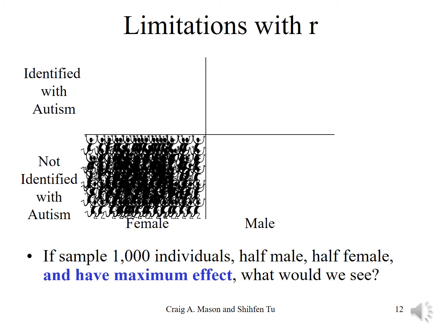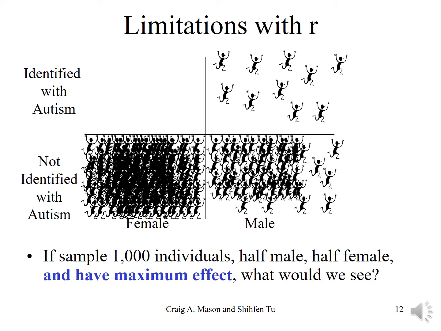Okay, what about the males? Well, if I have 1 in 100 with autism and I have 1,000 children, I expect 10 children to have autism. The strongest possible effect would mean that every single child with autism is also male, all 10 of them. But that's only 10 of 500 male students. Where are the other 490 male students? They're all down here. They don't have autism.